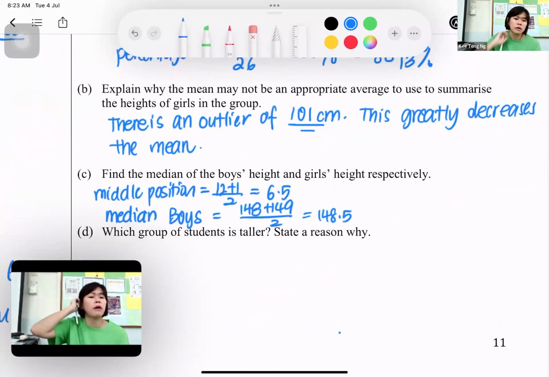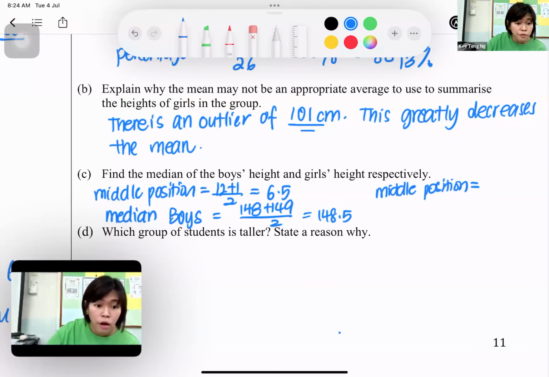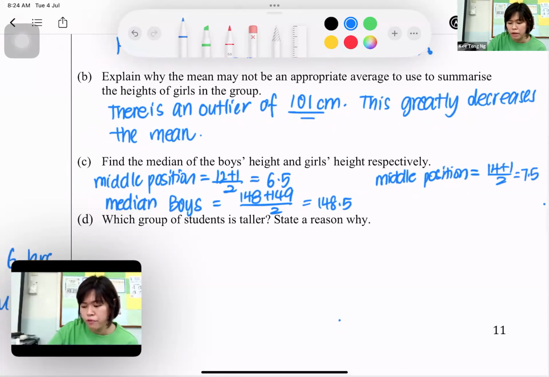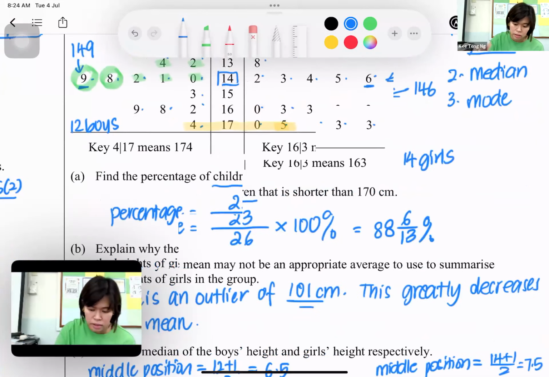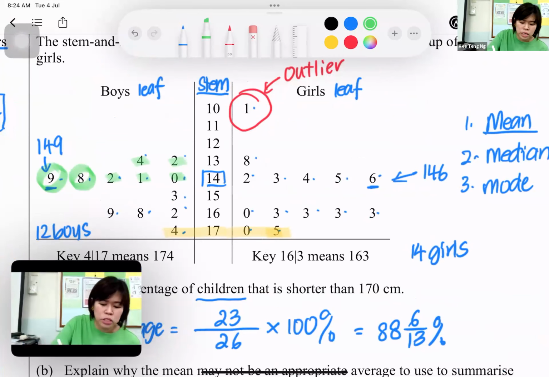Next one, what about the median for the girls? So we must find the middle position for girls. Just now we calculated there were 14 girls. So the middle position will be 14 plus 1 divided by 2, 7.5, which means the 7th and the 8th girl, right? But remember, always count the data value from the stem first. So nearest to the stem this way, then the larger values will be this way out.